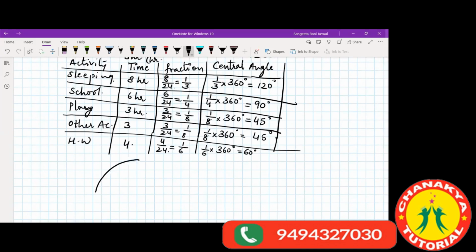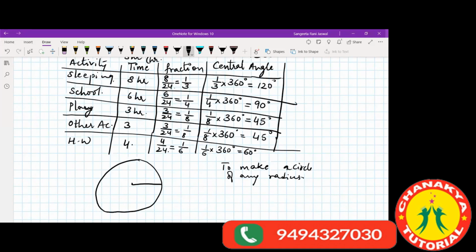The first thing that you do, you have to make a circle of any radius. What is your first step? To make a circle of any radius. Okay, so suppose I just made a circle of radius 5 centimeters, right? Now I will make a radius of this, any straight line as a radius, right, children?